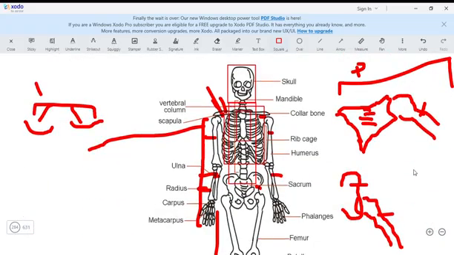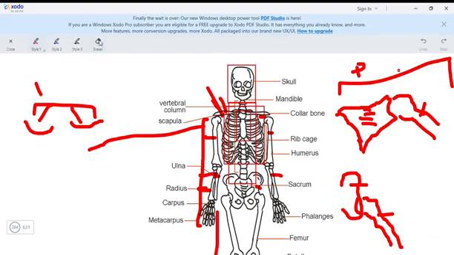So the next thing is for us to look at the different parts of the skeleton. For the different parts of the skeleton, if you are told to draw a skeleton, how would you draw it? The first thing is we take note of the skull. The skull is the first thing you see. That's at the head region.